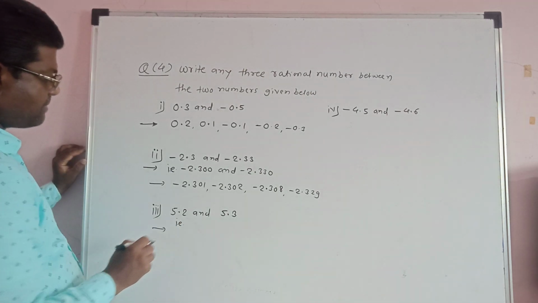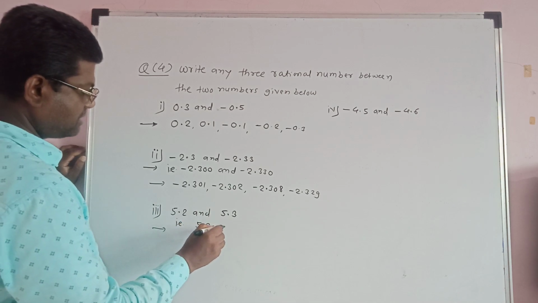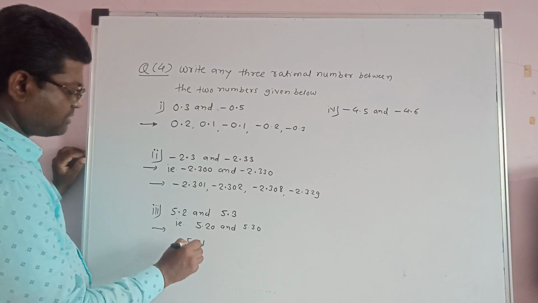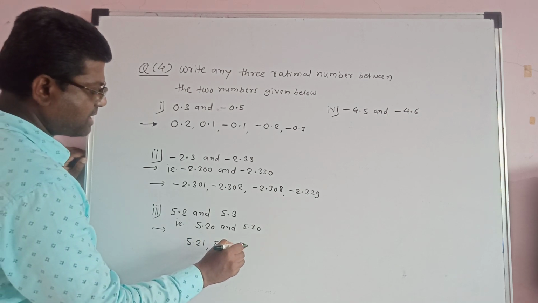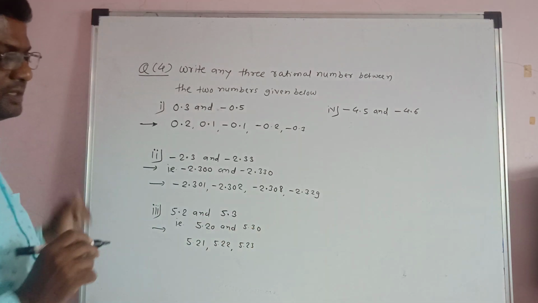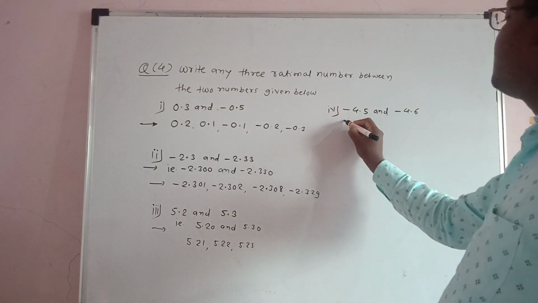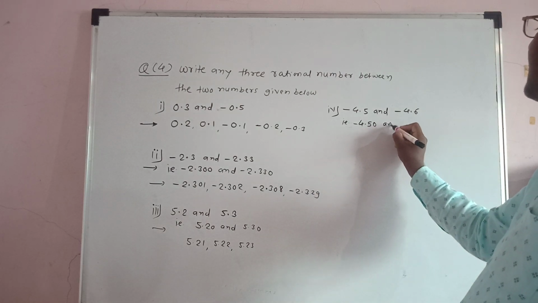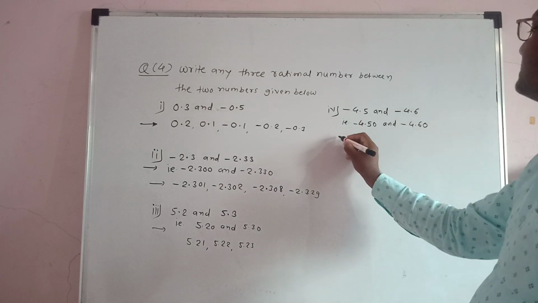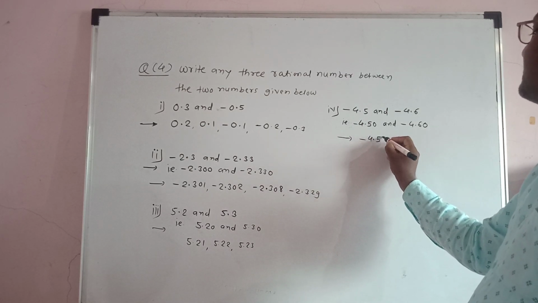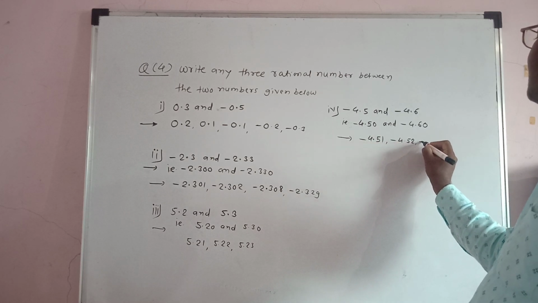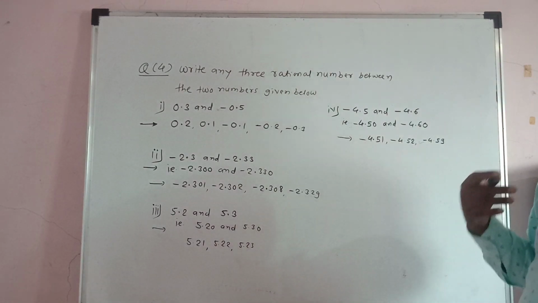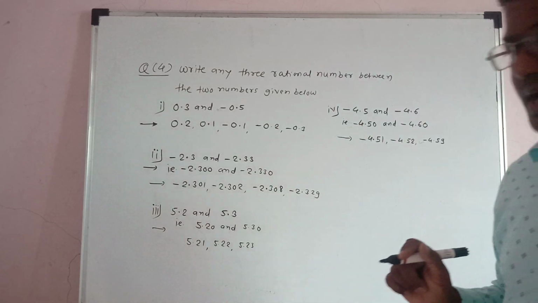Now here, 5.2 can be written as 5.20 and 5.3 can be written as 5.30. So numbers can be written as 5.21, 5.22, 5.23, and in this way up to 5.29. Now minus 4.5 can be written as minus 4.50 and minus 4.6 can be written as minus 4.60. So rational numbers we can write here are minus 4.51, minus 4.52, up to minus 4.59. In this way you can write infinite numbers between these two rational numbers.